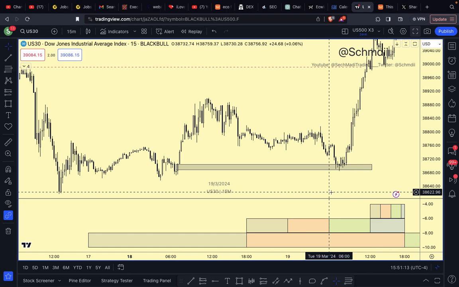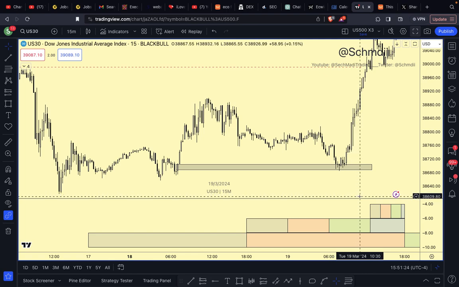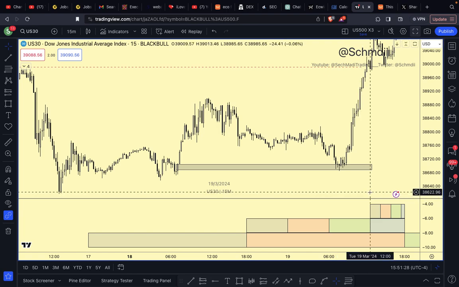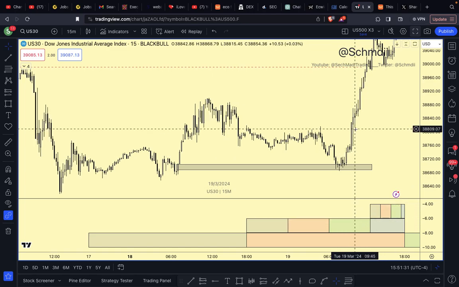So 6 to 7:30, that would be the first quarter. 7:30 to 9, that would be the next quarter, and then 9 to half 10, that would be the next one, and then the final one would be at about half 10 to 12. But yeah, entering during the New York AM session, best bet.